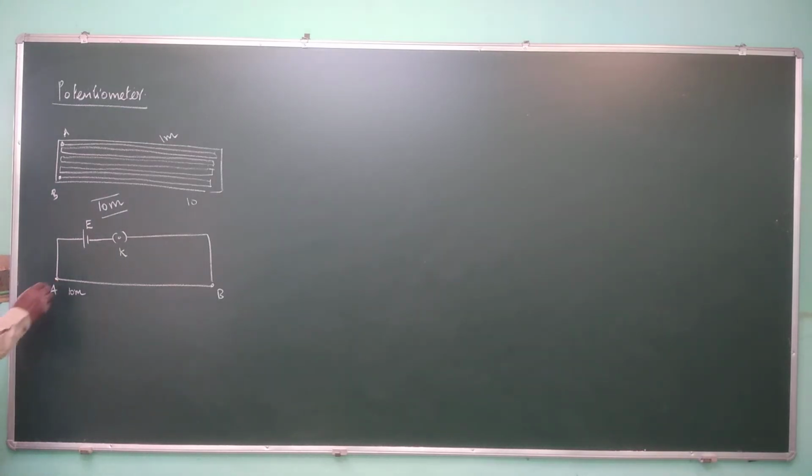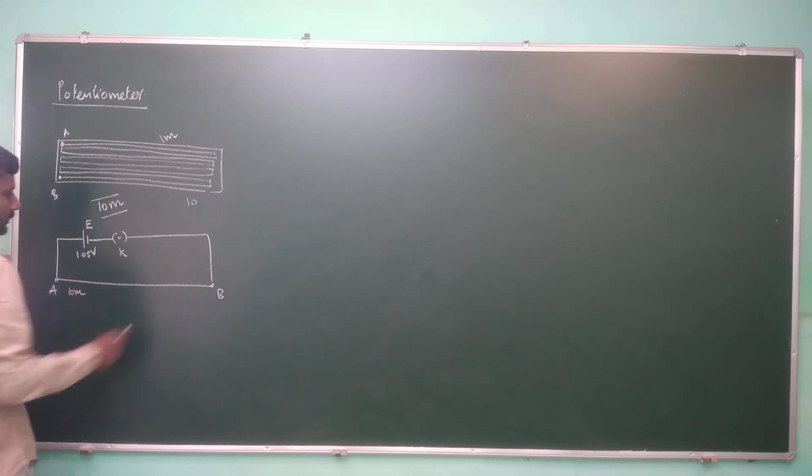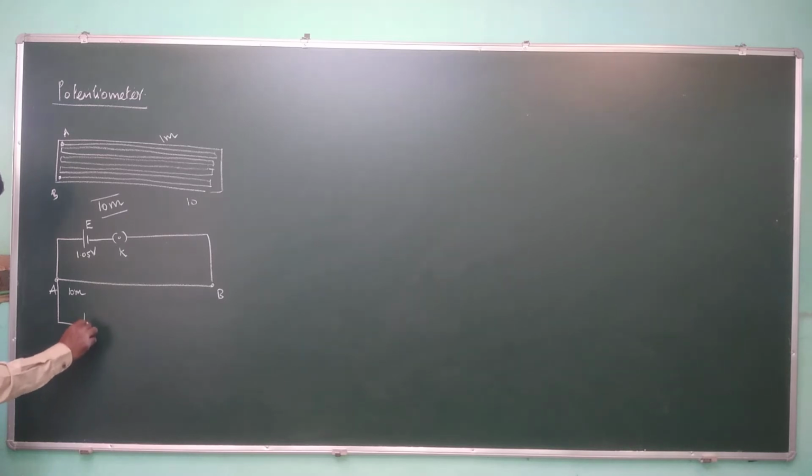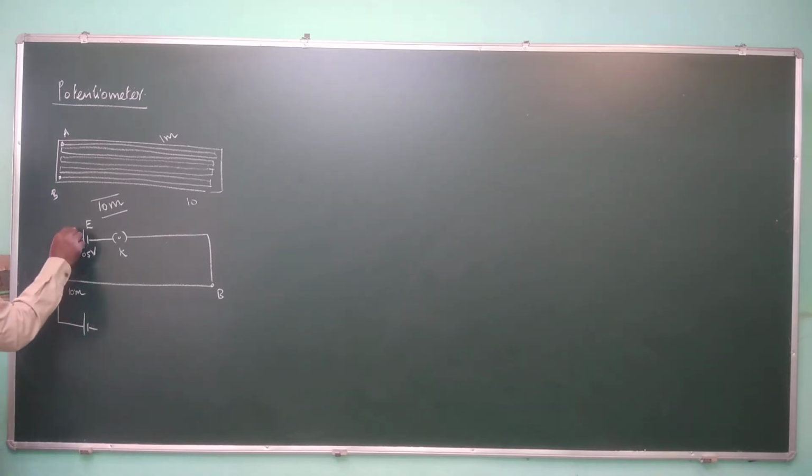Right, you can measure, for example, if this is one cell whose value is 1.05 volt, then if you take a voltmeter and make a measurement between these two points, it is nothing but the potential difference between these two points, so it will give you 1.05 volt.